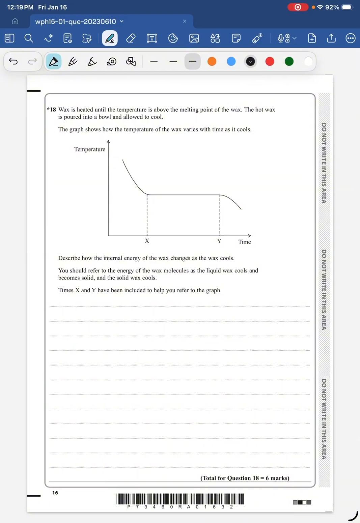So, let's move to question 18. Wax is heated until the temperature is above the melting point of the wax. Okay, the hot wax is poured into a bowl and allowed to cool. The graph shows how the temperature of wax varies with time as it cools. Describe how the internal energy of the wax changes as the wax cools. You should refer to the energy of the wax molecules as the liquid wax cools and becomes solid, and the solid wax cools. Okay, times x and y have been included to help you refer to the graph.